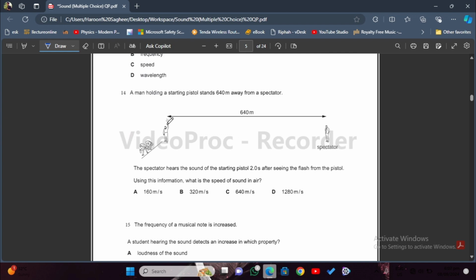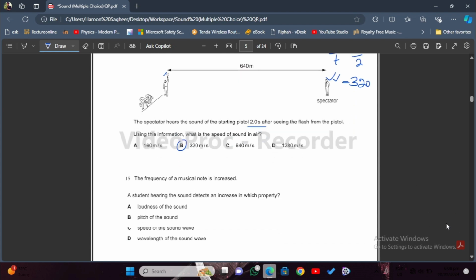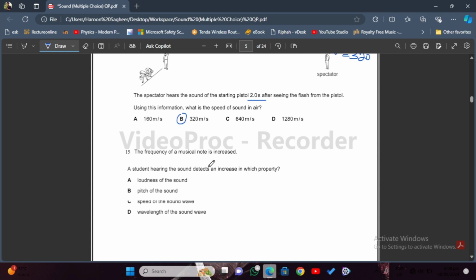Question number 14. A man is holding a pistol. And here we have a spectator who would see this flash of light. You know, when we shoot a gun, there is a light spark, or a smoke. There is a distance of 640 meters between them. That spectator would hear the sound after 2 seconds. We have to find the speed of sound. So we can plug in that formula, V equals D over T. Distance is 640, time is 2 seconds. So this will be 320 meters per second. Option B is correct. Never forget the units, okay? It's highly important in Cambridge examinations.